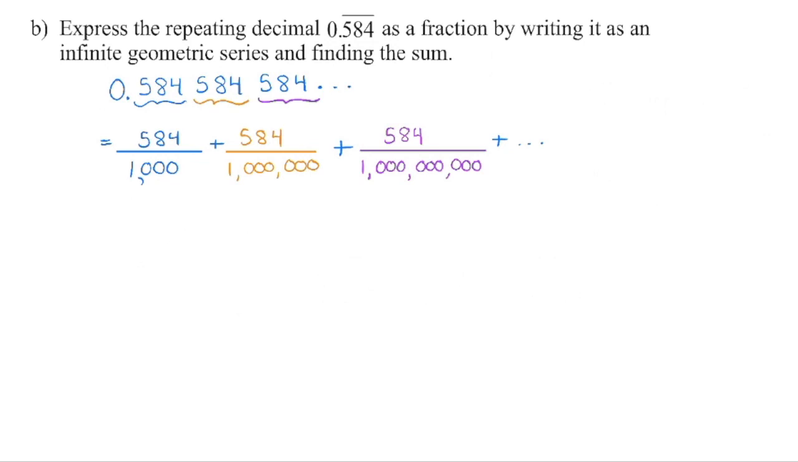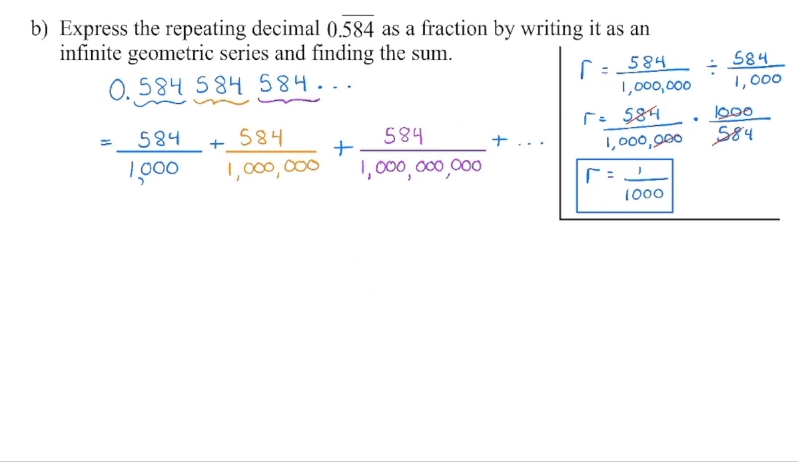And then we can also see that we're multiplying each fraction by a common ratio in order to get to the next fraction. So I'm going to take one of those fractions, divide the one before it. And so these two might be the easiest to work with. So I'm going to take this fraction, I'm going to divide it by this one. And so we're going to change division to multiplication, reciprocate that second fraction. And then we can see that 584 will cancel with 584, and 1,000 will cancel with those digits, leaving us with the common ratio of 1/1000th.